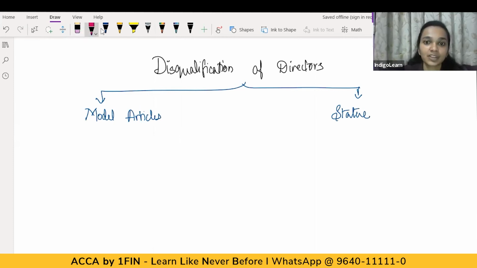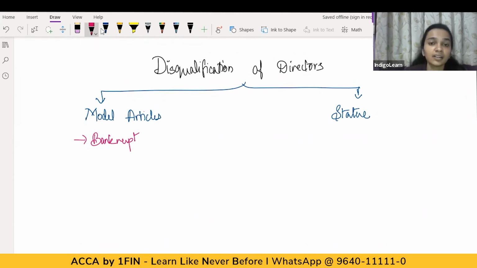Let's understand. So the model articles include a number of grounds for disqualification of director. They include cases where the director ceases to be a director because of the provisions of the act, or say when a person is declared bankrupt. If a person is declared bankrupt, he'll be disqualified from acting as a director. So if a bankruptcy order is made against a person, he is disqualified by the model articles.